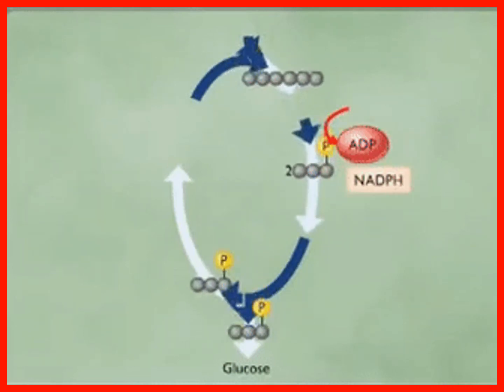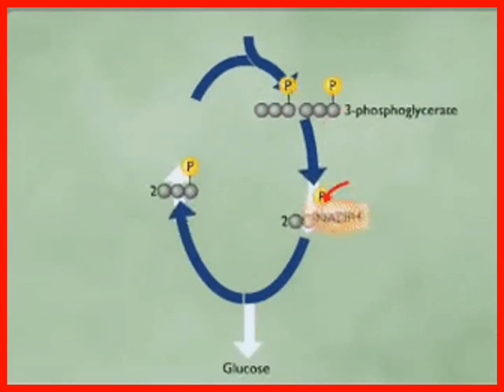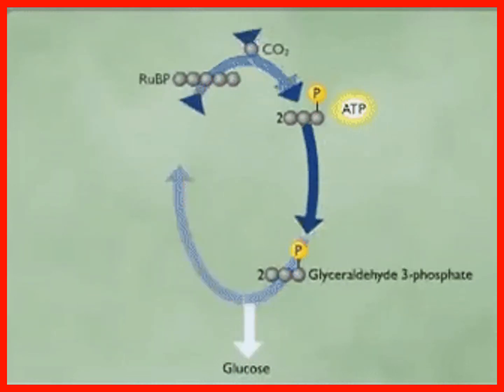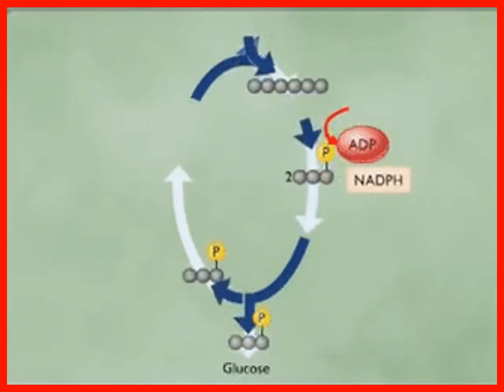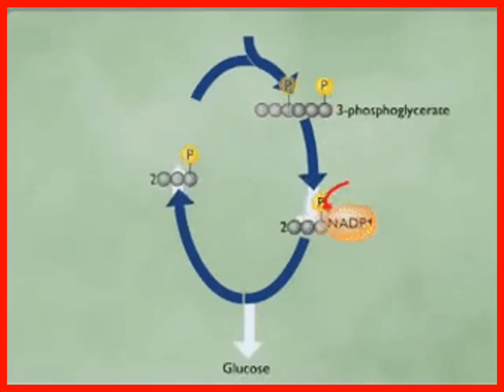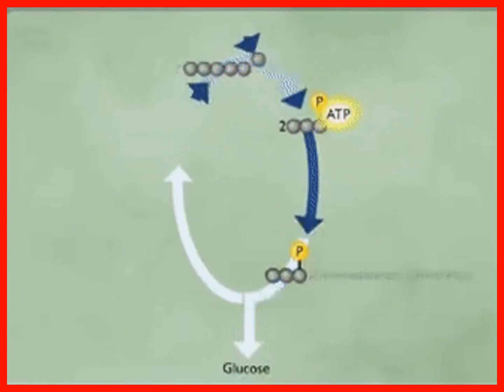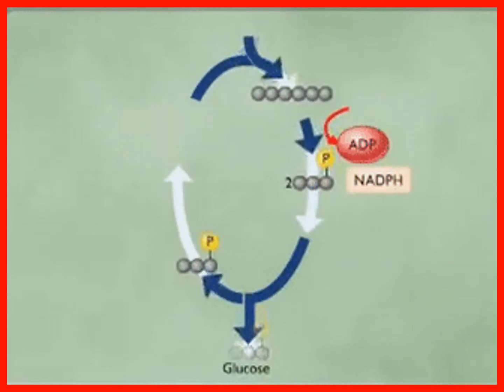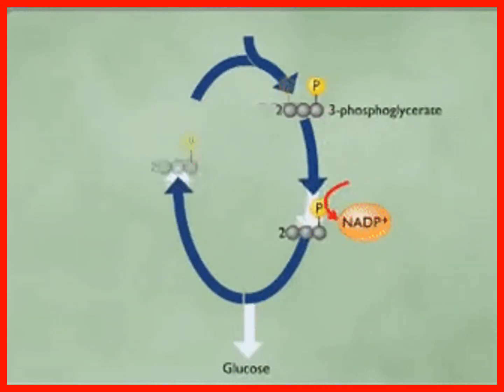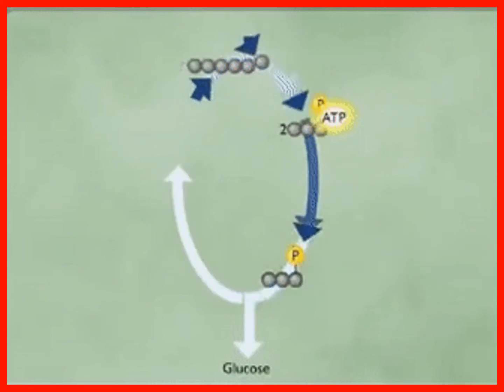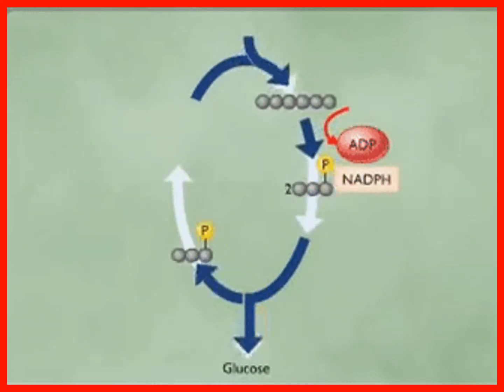ATP, both provided by the light dependent stage, to form GALP, and the GALP can therefore be used in the cycle to form RuBP so that the Calvin cycle continues, but some of that GALP could then be used to produce glucose.